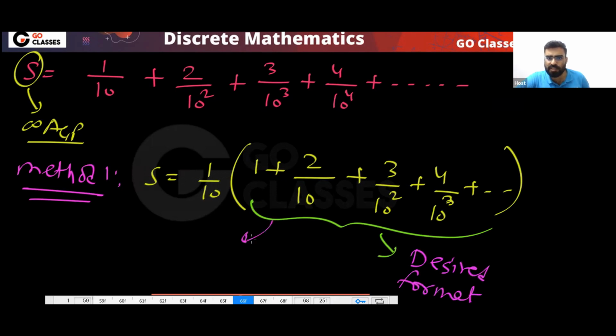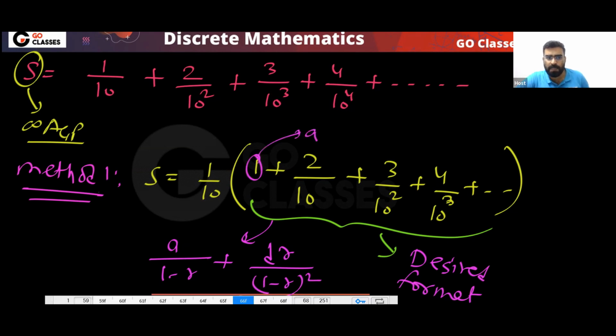And because you have this in the desired format, you can apply the formula A upon 1 minus R plus dr upon 1 minus R whole square. And this is your A. What is D? D is 1. D is the common difference of AP. Very simple. So S will be equal to 1 by 10 multiplied by this formula. So this is your method number 1. Just take 1 by 10 common, and then you will get a desired format.